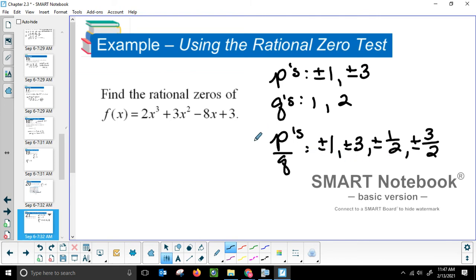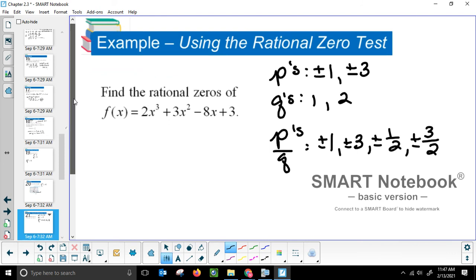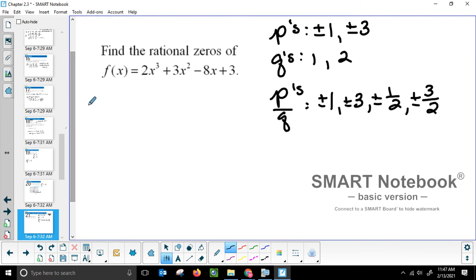Obviously all of these can't be roots, because there are 8 possible rational roots here, and this is only a third degree polynomial, so at most there can be 3. Well, how do we test? Because it actually wants us to find the rational zeros. To test, we can use synthetic division and the rational root theorem.